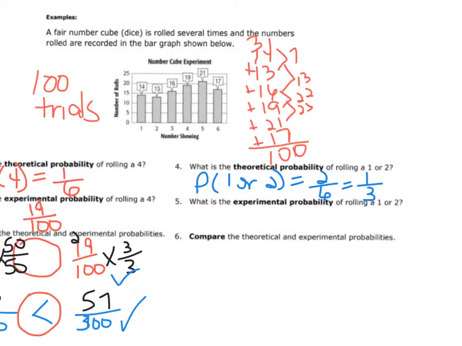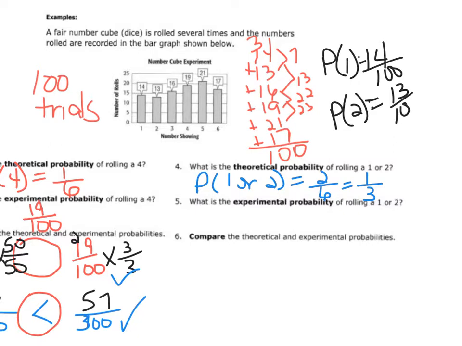Okay, now what we're going to look at is the experimental probability. So how many 1s did we roll? 14. So the probability of 1 was 14 over 100. What's the probability of 2? 13 over 100, right? So then what we need to do is add the numerators. So the probability of 1 or 2 is going to give you 27 over 100.